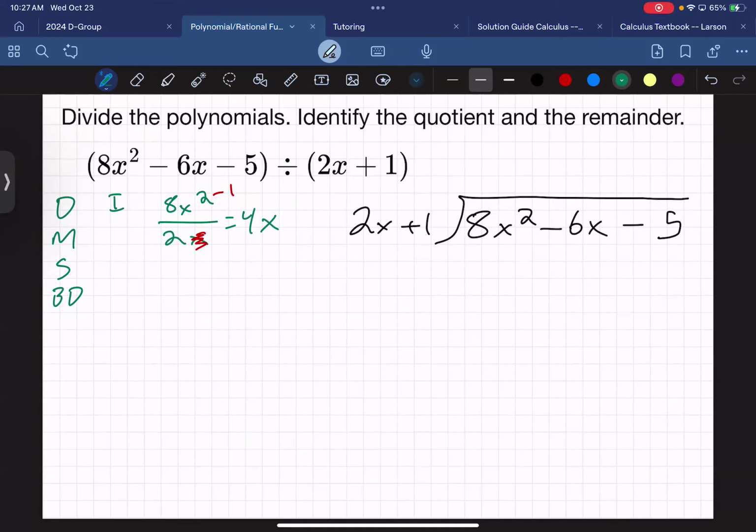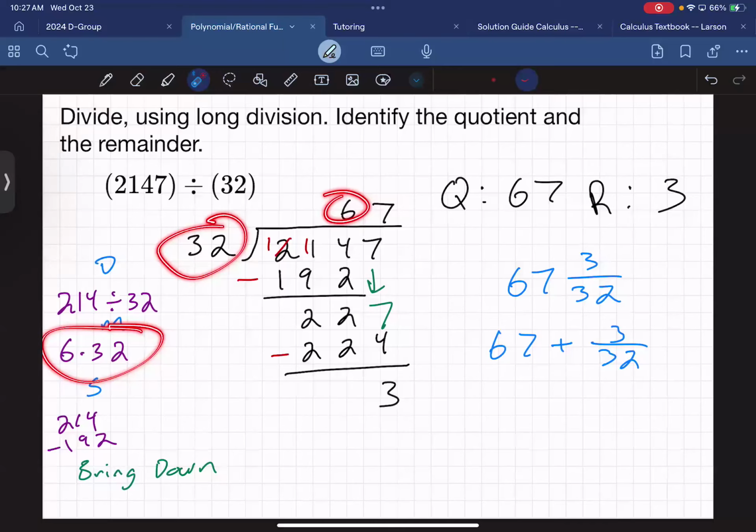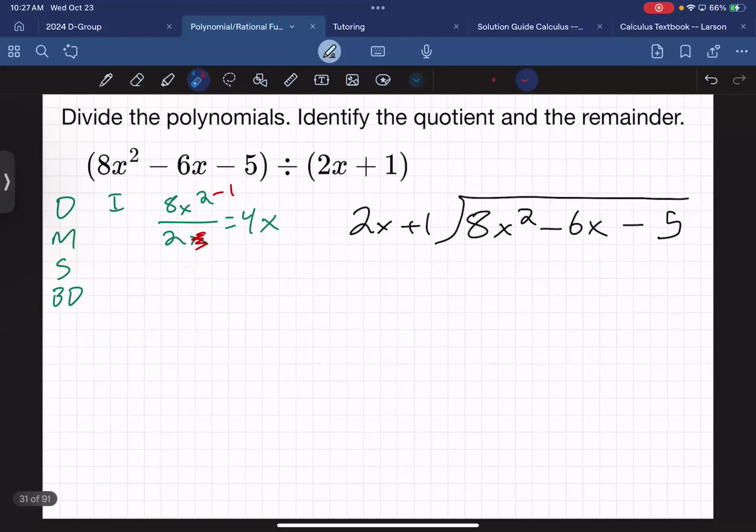Now, what comes after the division? Multiplication, right? What am I multiplying? Make sure we go back here. As I did my division, I started by doing 32 into 214, right? We got to the 6. What did we multiply on that step? We did the multiplication of that 6 with the 32, right? So what we need to see here is that this is equivalent to the 6.